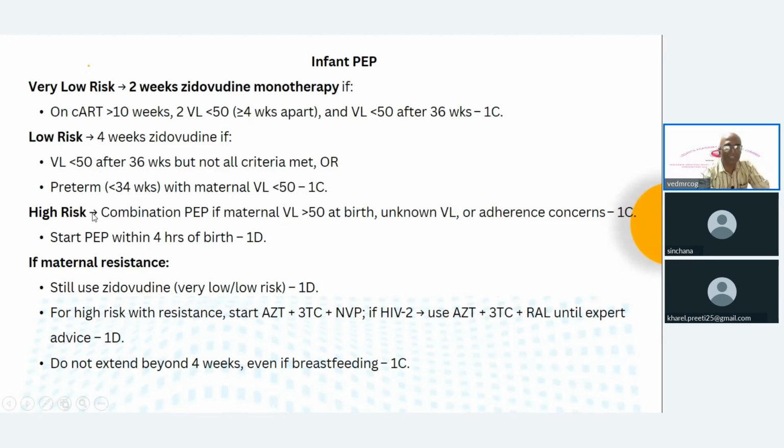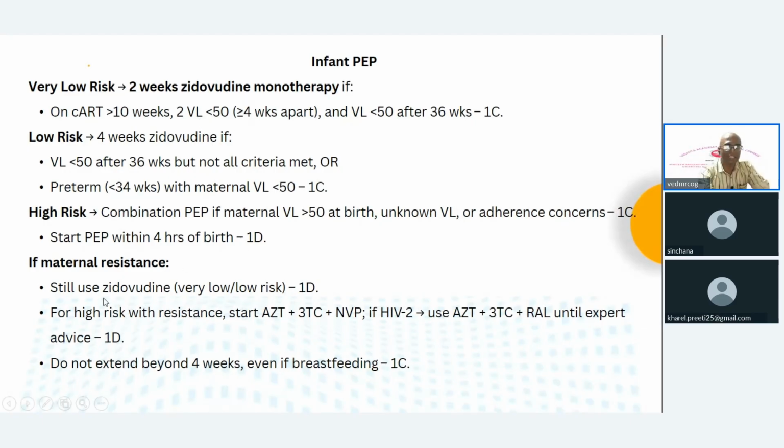But if it is a high risk, that means viral load is not less than 50, then you have to give combination PEP if maternal viral load is more than 50 at birth, or if it is unknown viral load, or if there are adherence concerns from the mother, then PEP is started within 4 hours of the birth, and it is combined drugs, not the monotherapy.